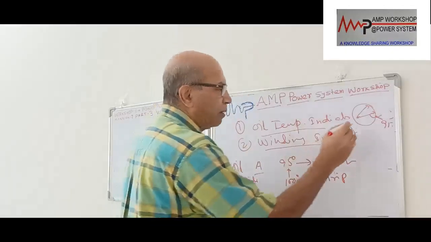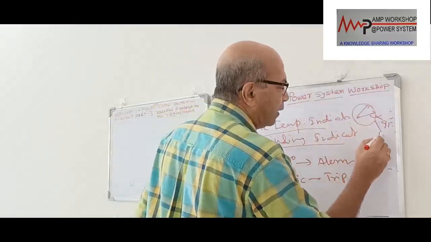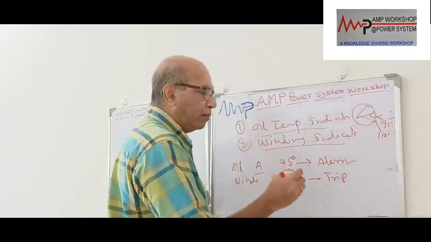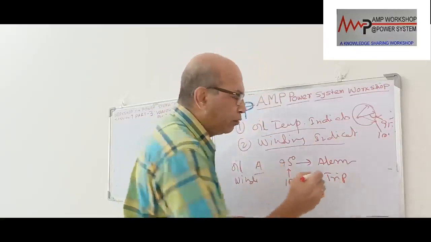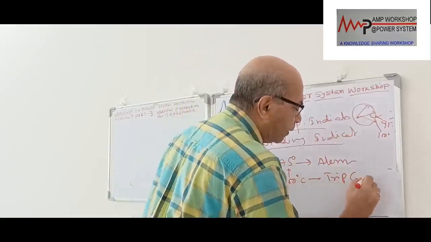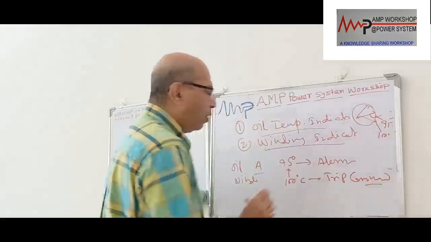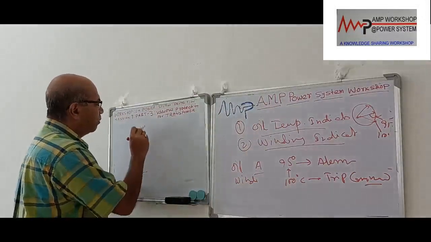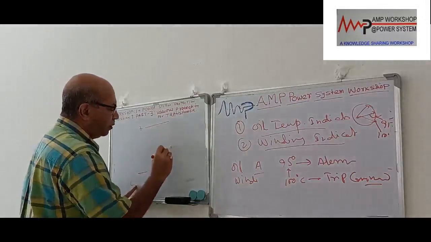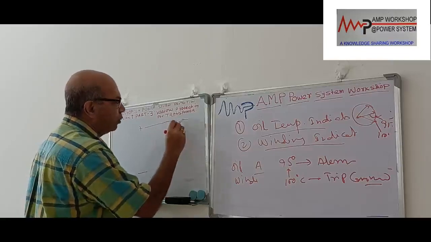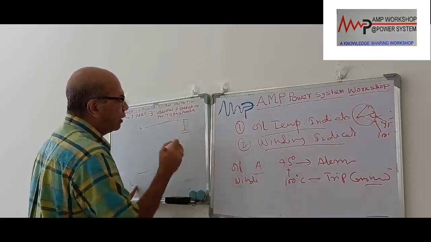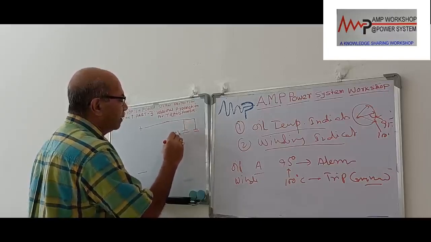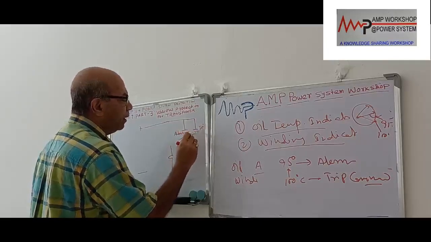Suppose this is the 95 and this is the 100 degree position. When the pointer comes to this position, there is another contact in that position that will close and give the trip command. How will the trip command go? We have already seen the control circuit for the transformer. Suppose this is the trip coil of the transformer. This is the oil temperature indicator, this is the alarm contact, and this is the trip contact. So what do we do?